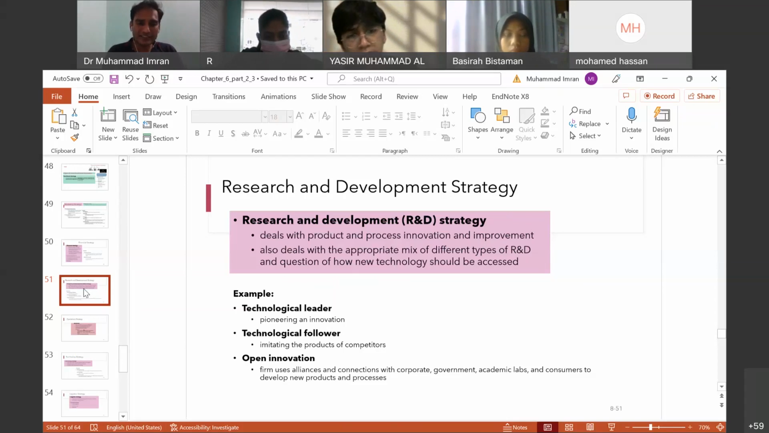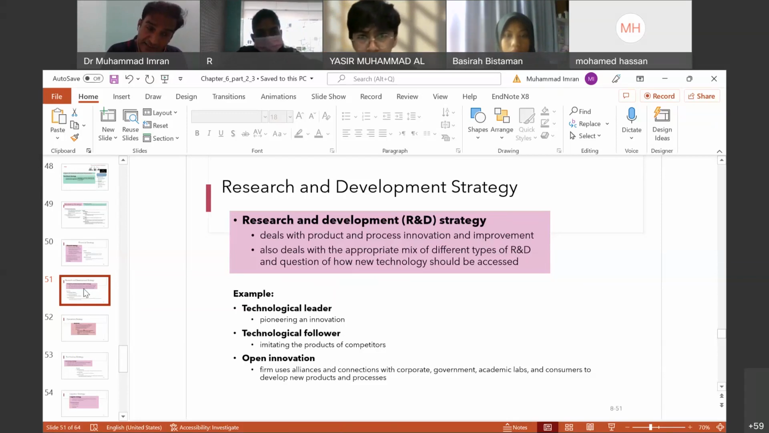So for this purpose, we have to work on a research and development strategy, which deals with product and process innovation and improvement. It also deals with the appropriate mix of different types of research and development, and questions like how new technology should be accessed. How should we access and use the new technology in our existing product? Some examples: technological leaders.